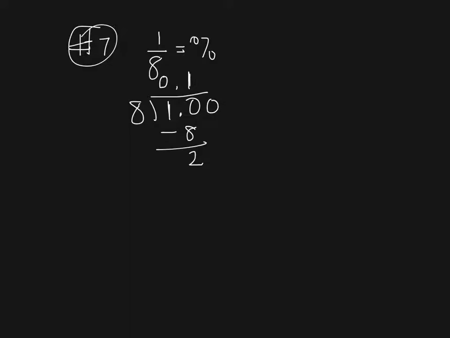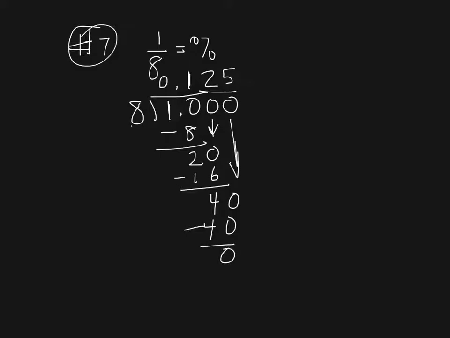Put another 0, bring that down. I've got 20. 8 goes into 20 twice. 2 times 8 is 16. Subtract that, I get a remainder of 4. Put in another 0, because I keep going until this terminates or repeats. Bring this down, I get 40. 8 goes into 40 5 times. 5 times 8 is 40, which gives us a 0.